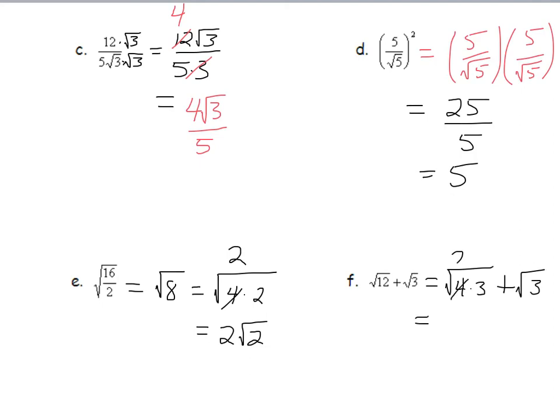Square root of 4 is 2, so that pops on the outside. So I get 2 square roots of 3 plus the square root of 3. And my final answer, since I had 2 square roots of 3 plus 1 square root of 3, I get a total of 3 square roots of 3.